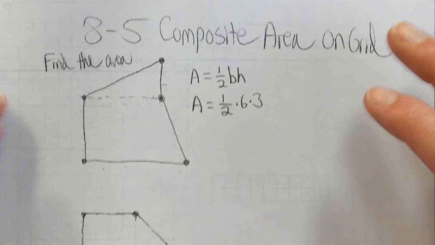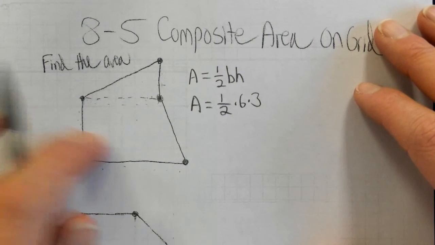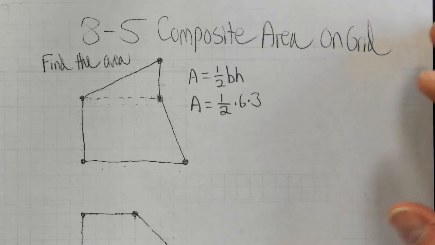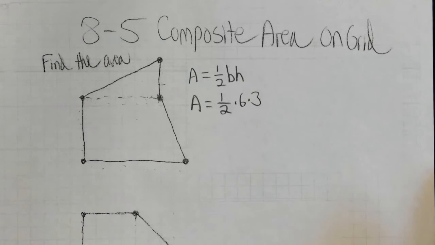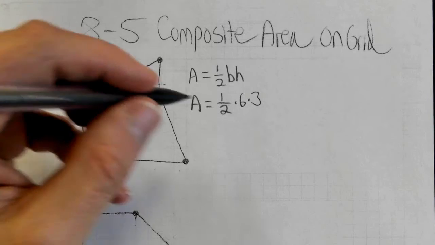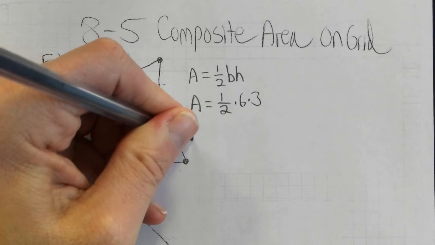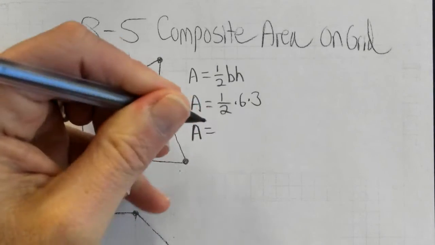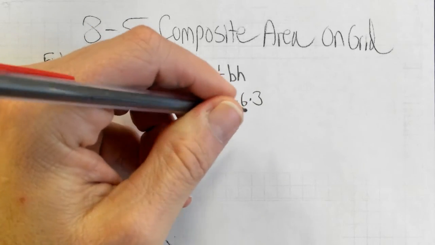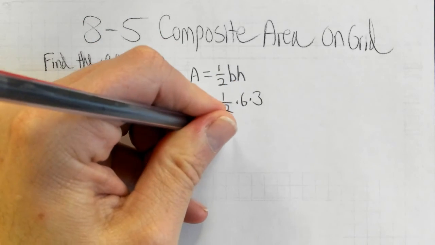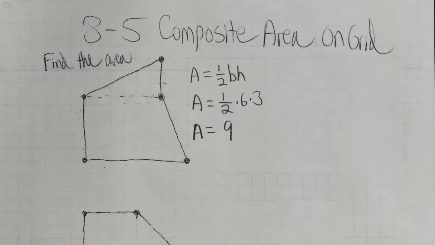I know this printout that I'm using under the camera didn't print out the grid very well, but the file that's uploaded onto Canvas has the grid printed out better that you can look at. So again, the area of the triangle is going to be half of 6 is 3, and 3 times 3 makes 9. So the area of the triangle would be 9 square units.